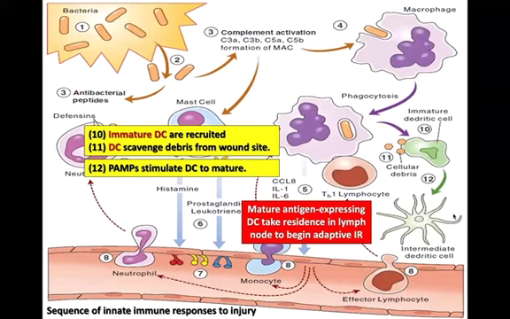So as we said, this figure describes the sequence of innate immune response events that occur as a result of a cut or an invader like bacteria getting internalized.